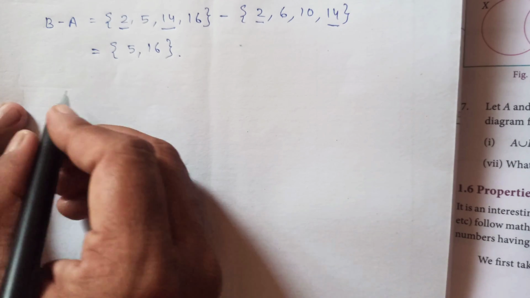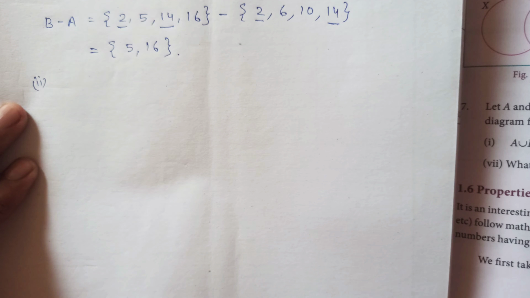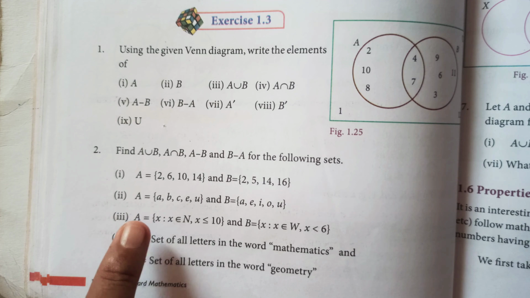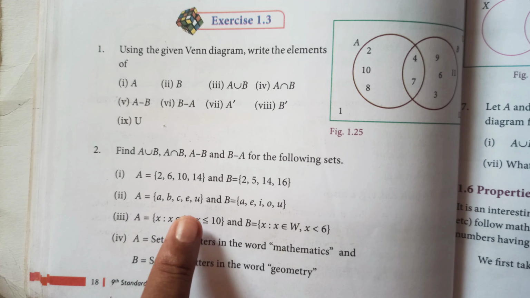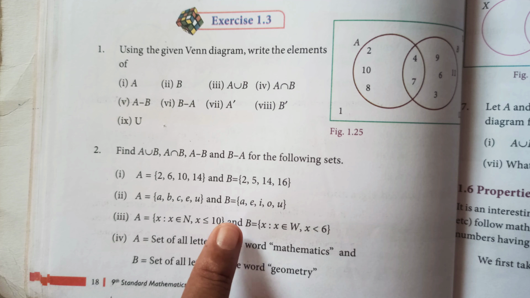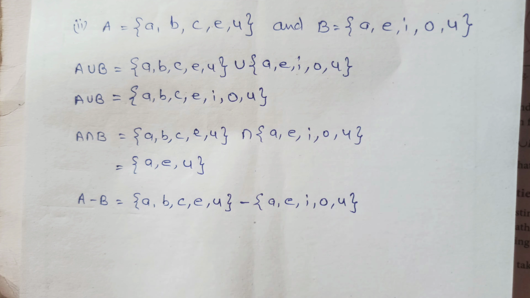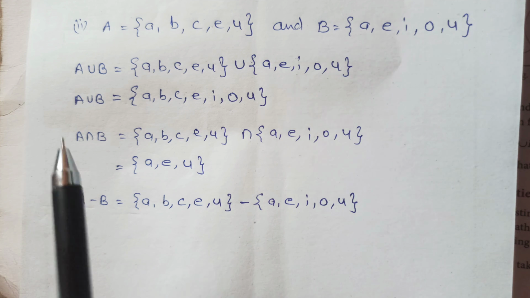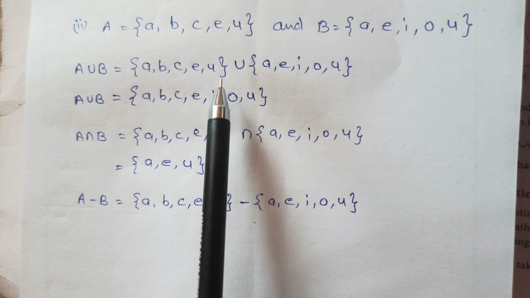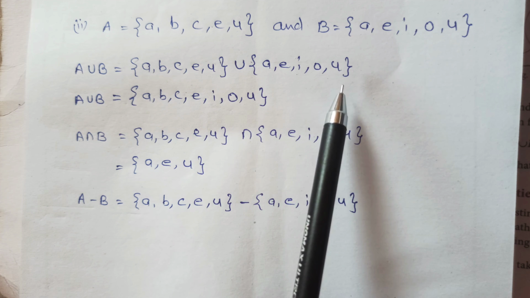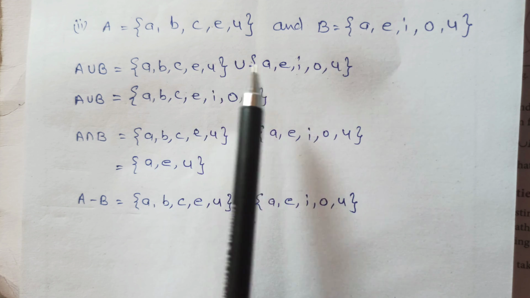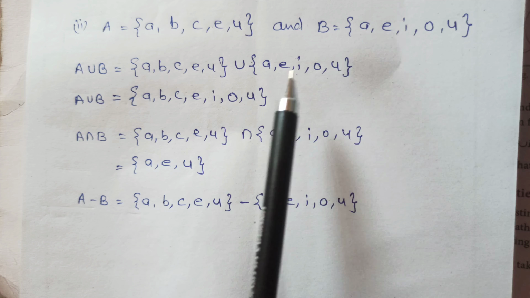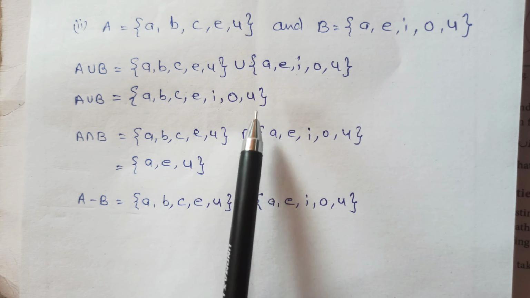Now going back to part 2. In the second question we are given A as small a comma small b comma c comma e comma u. Elements will always be written in small alphabets, and B is equal to a, e, i, o, u. They are all in small letters. So it is quite an easy task to find the union. As you can see, all the elements of A union all the elements of B. Then we write in order: a, b, c, e is there in both but we write it once; i, o, u is there in both, we just write once.